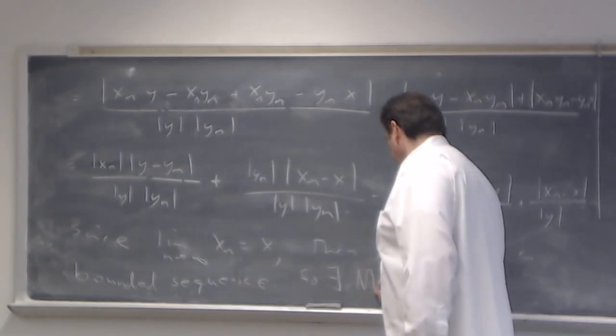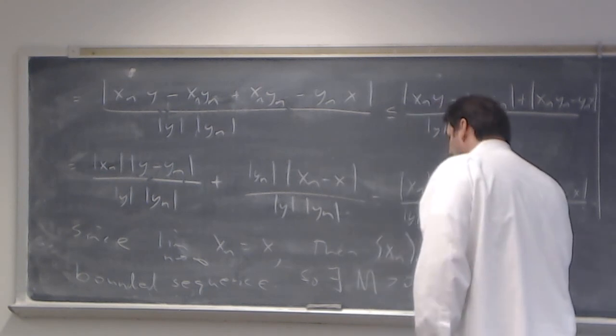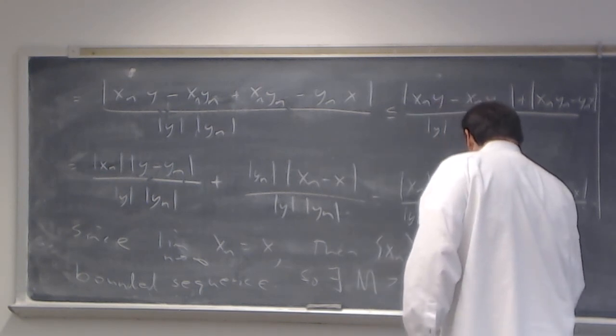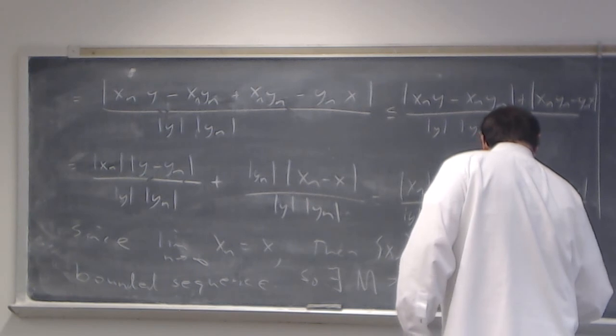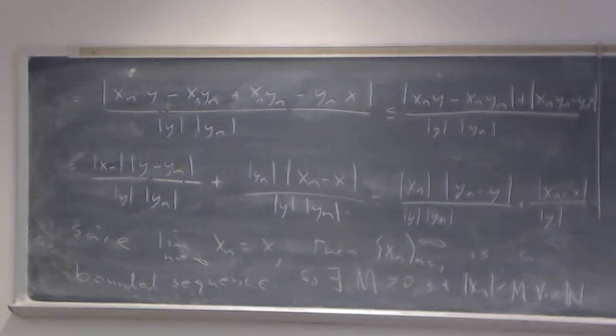There exists an M greater than 0, such that the absolute value of x sub n is less than or equal to M, and that's true for all n an element of the natural numbers. So for all terms of the sequence x sub n, inside absolute values, they're going to be less than this M.